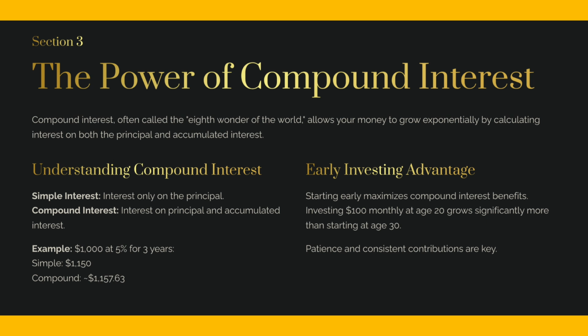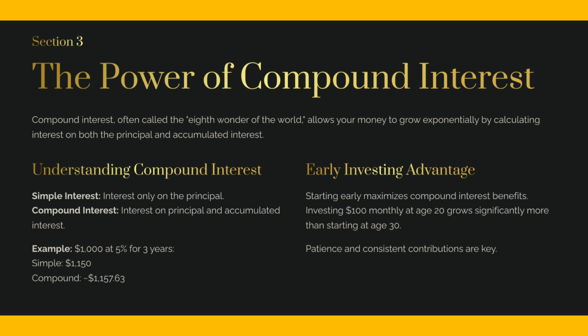Example. Invest $1,000 at 5% simple interest for 3 years. $1,000 plus $1,000 times 0.05 times 3 equals $1,150. Invest $1,000 at 5% compound interest annually for 3 years. $1,000 times 1.05 to the power of 3 is approximately $1,157.63. Key lesson: start early to maximize the benefits of compound interest.